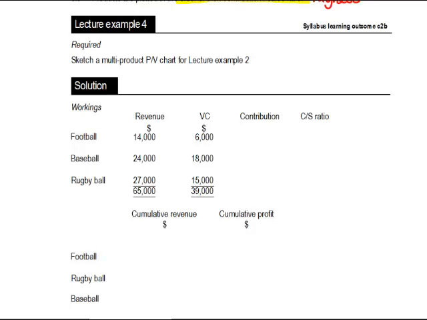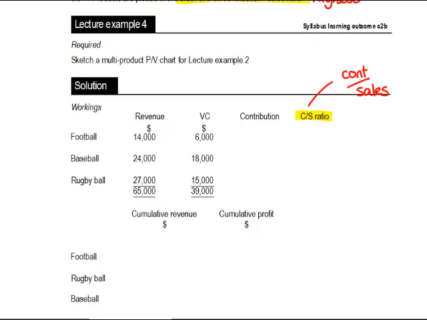In lecture example 4, we're going to sketch a multi-product profit volume chart for the detail again in lecture examples 1 and 2. So we've got some partially completed workings so that we can actually get our workings ready for this graph. Now, we said we're going to plot in the order of the CS ratio. So the first thing we need to do is calculate the CS ratio for each of these products. Remember, the CS ratio is just the contribution as a percentage or a proportion of the sales.